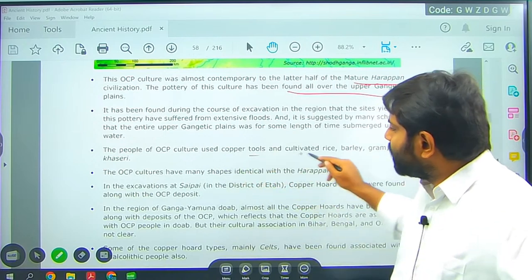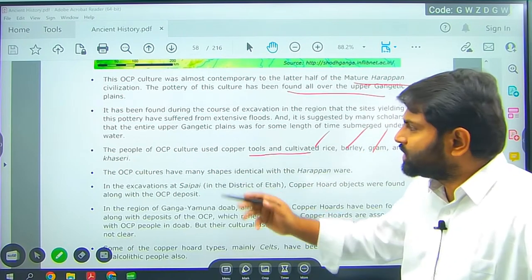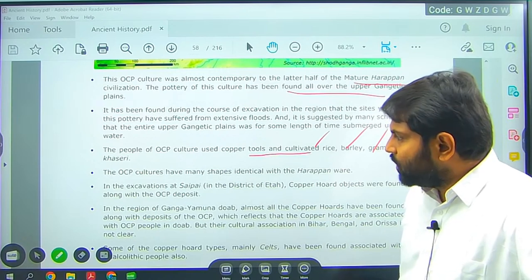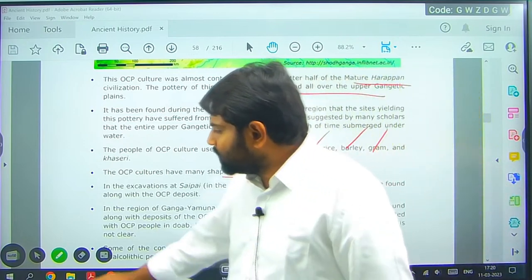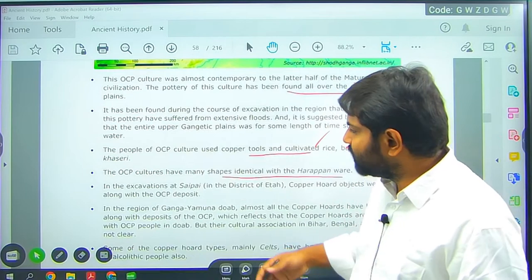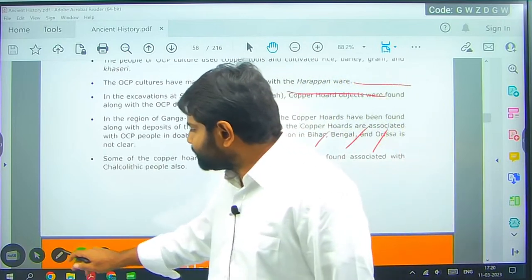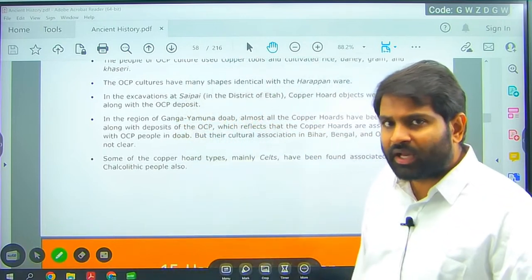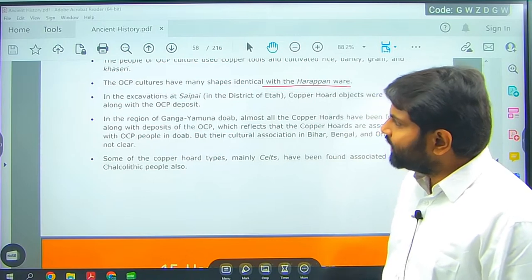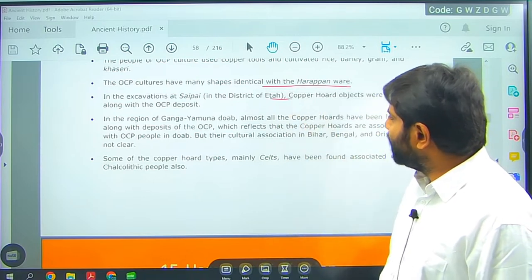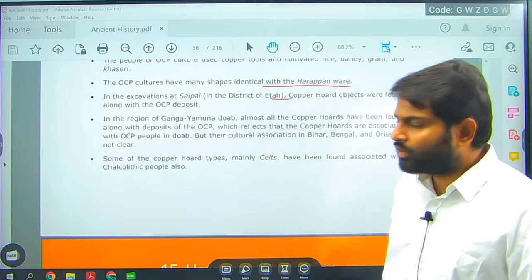People of the OCP culture used copper tools and cultivated rice, barley, gram and kesari. OCP cultures have many shapes identical with the Harappan ware. So we are trying to understand the evolution, we are dating the evolution and trying to see how these are linked. OCP culture is pre-Harappan culture, normally we are talking about, with many shapes identical with Harappan ware. In excavations of Saipai, in the district of Etah, copper hoard objects were found along with OCP deposits. So we conclude that these belong to the Chalcolithic.